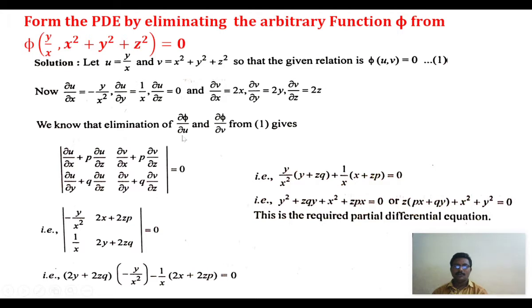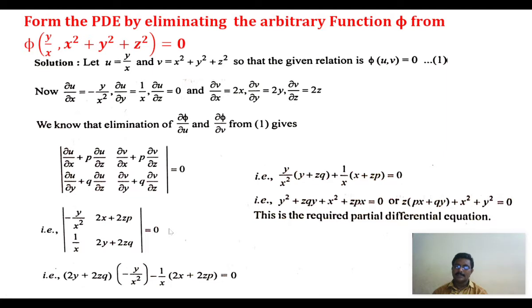Now the elimination of dou phi by dou u and dou phi by dou v from equation 1 gives the required partial DE. For this we require the determinant, that is the determinant having dou u by dou x plus p into dou u by dou z, dou v by dou x plus p into dou v by dou z, dou u by dou y plus q into dou u by dou z, dou v by dou y plus q into dou v by dou z, which is equated to 0. Just we have to remember this determinant and replace the above values, and the 2 by 2 matrix determinant is equated to 0.